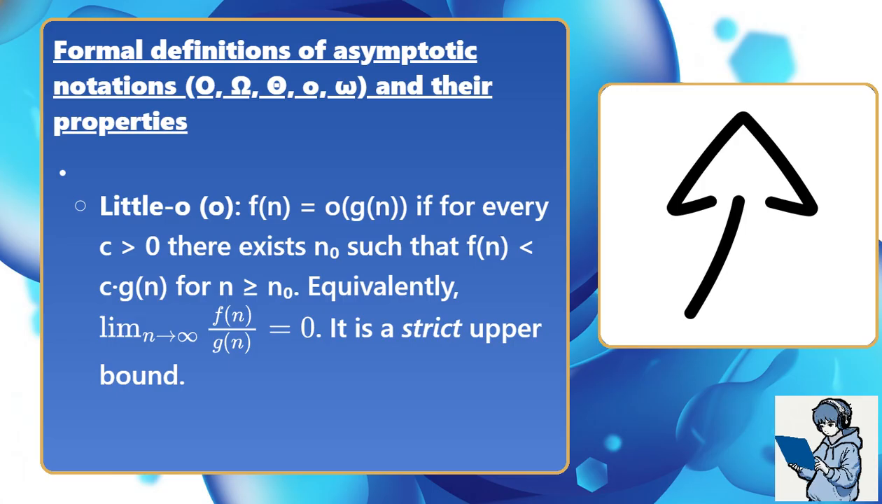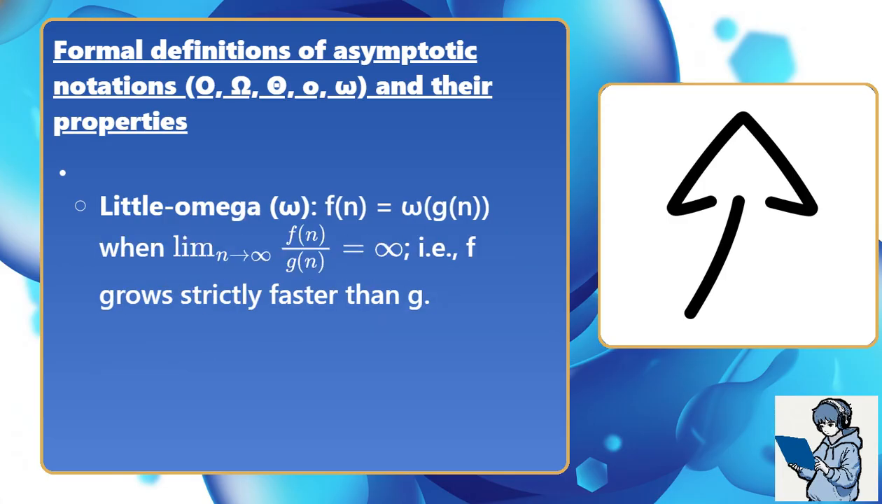Little o, f of n equals o of g of n if for every c greater than 0 there exists n0 such that f of n is less than c times g of n for n greater than or equal to n0. Equivalently, the limit as n approaches infinity of f of n divided by g of n equals 0. It is a strict upper bound. Little omega, f of n equals omega of g of n when the limit as n approaches infinity of f of n divided by g of n equals infinity. That is, f grows strictly faster than g.